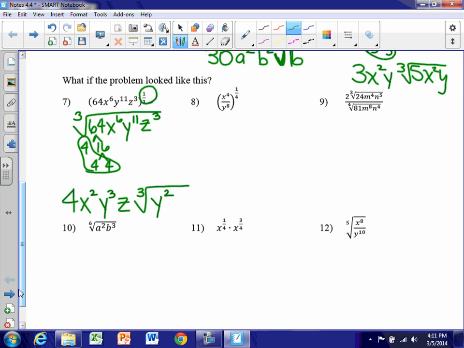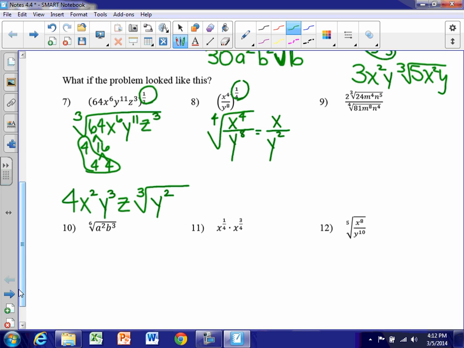Okay? Number 8, I can do the same thing. A 1/4 power is the same thing as the 4th root, but we have a fraction underneath. And the 4th root means we're looking for 4 of a kind. So on top, there's exactly 1 set of x's with nothing left over. And on the bottom, there are exactly 2 sets of y's.